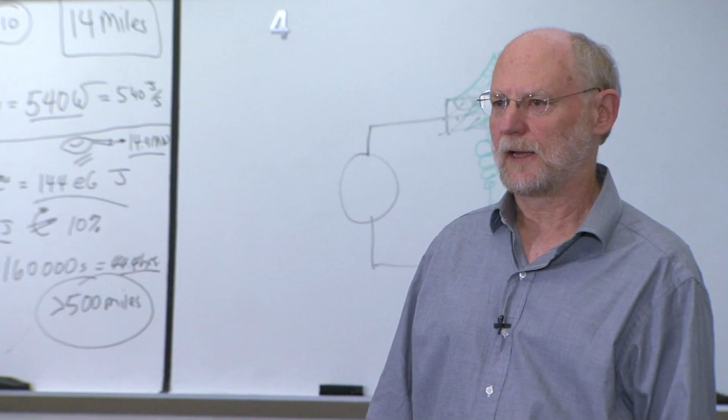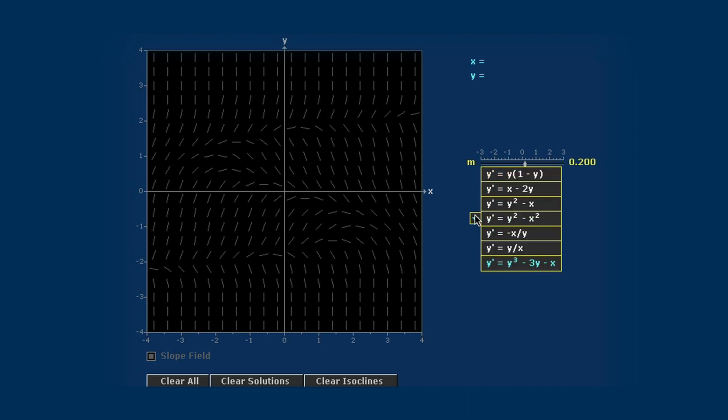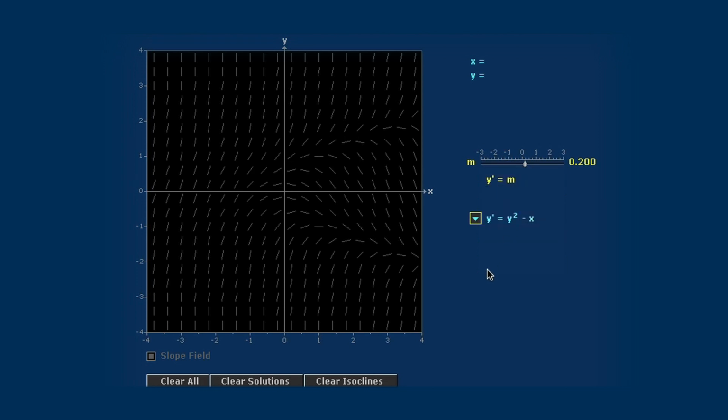I've got isoclines up here. Isoclines is another concept from differential equations, but again, I think that we can learn a lot without knowing the technical details of how this works. Many of these applets, including this one, have a menu here. And I'm going to select from that menu not the default equation, but rather the equation y prime equals y squared minus x. So that brings up a slightly different picture.